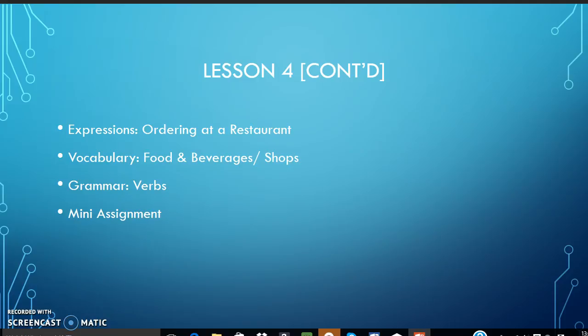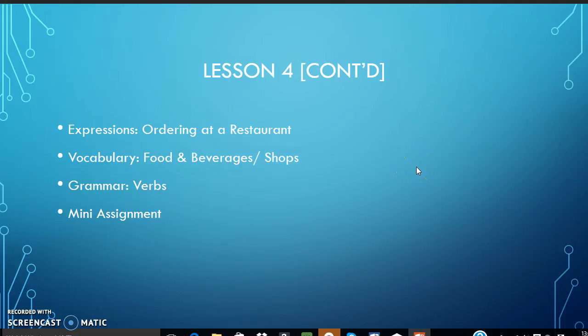Then we have number four. Do you have a vegetarian menu? Vegetarian menu wa arimasu ka? I wish I was making that up, but that's real Japanese. So we have the word vegetarian, and then menu. Vegetarian menu wa arimasu ka? So that's number four there.